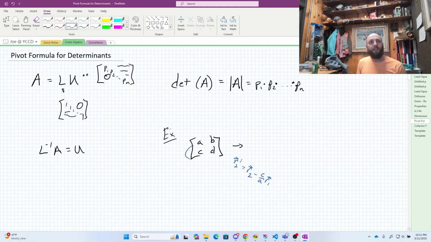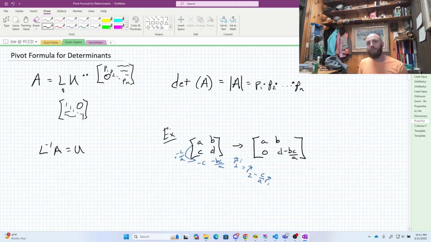So if I take this guy here, I'm multiplying by minus C over A. So I'm going to get minus C here. I'm going to get minus BC over A there. I'm going to do this addition. I'm going to get to my new matrix, right, after my elimination step. And that new matrix is going to be A, B, 0, and D minus BC over A there.